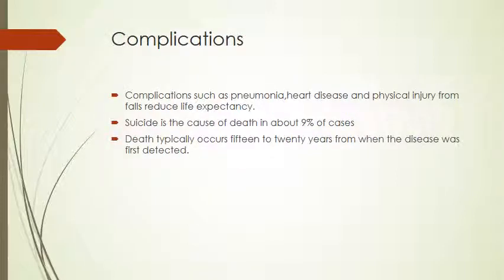Some of the complications in Huntington's disease are pneumonia, heart disease, and physical injury from falls, which all work to reduce the life expectancy. Suicide is the cause of death in about 9% of cases, and death typically occurs 15 to 20 years from when the disease was first detected.